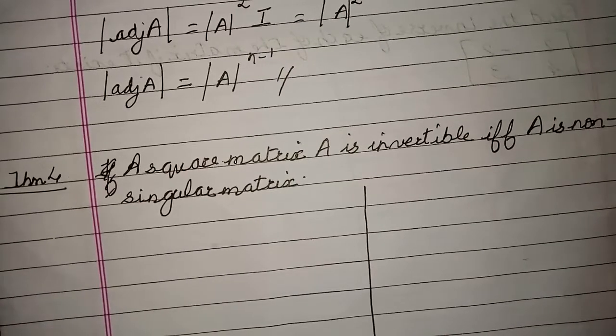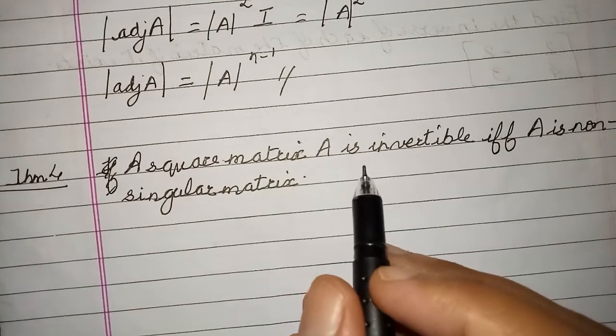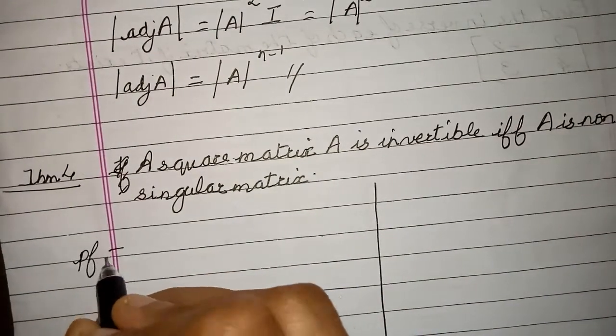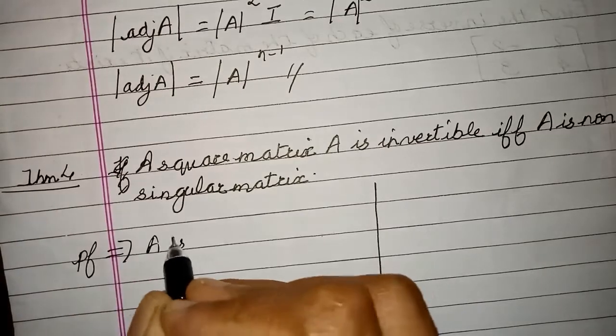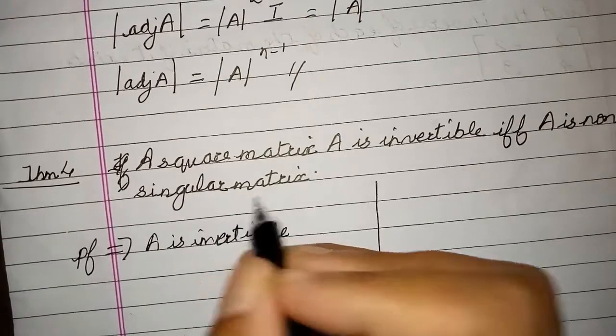Okay, so an if and only if means you have to prove the front part and the back part. Forward implication and backward implication. So what is the first part, children? What is the forward part? It is given that A is invertible. Now we have to prove that it is non-singular.